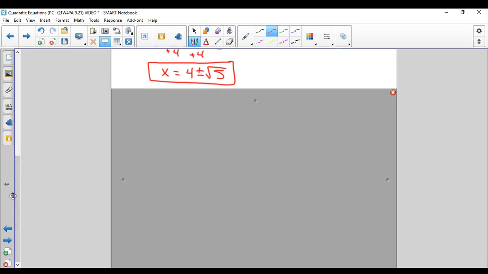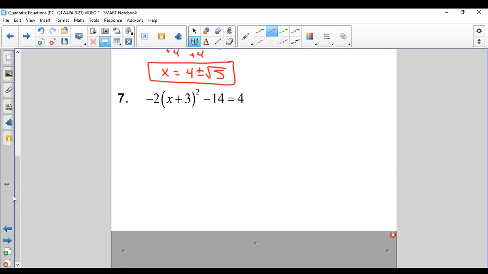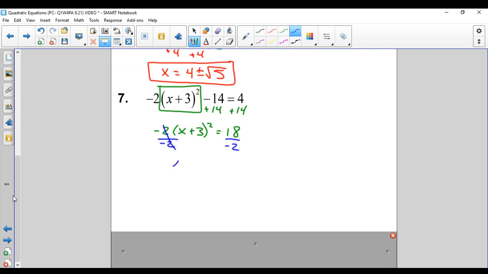Next one. 2 more here, really just showing you different types of answers you could be seeing is my main concern. Again, get whatever's being squared by itself. So add 14, negative 2 times x plus 3 squared equals 18. Divide by negative 2. Get x plus 3 squared equals negative 9.